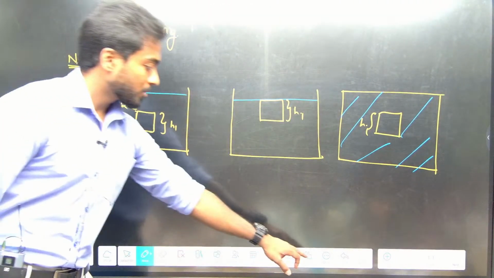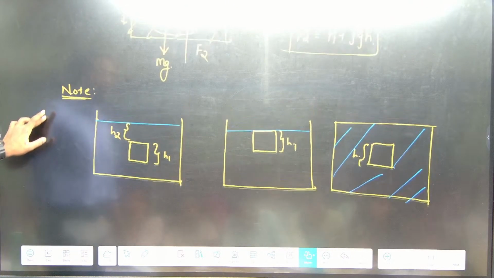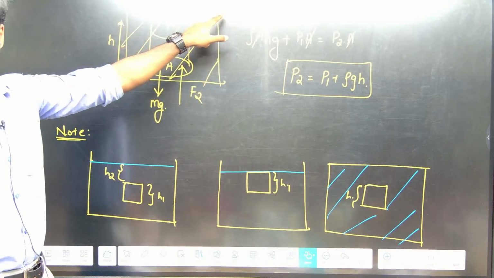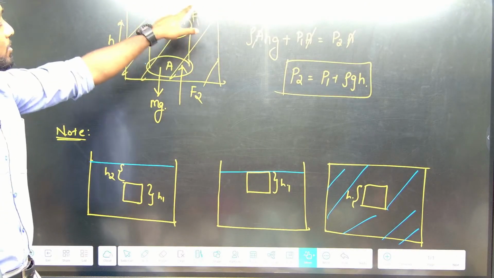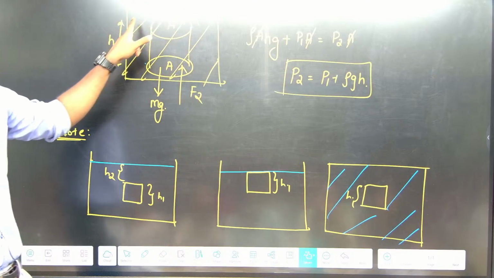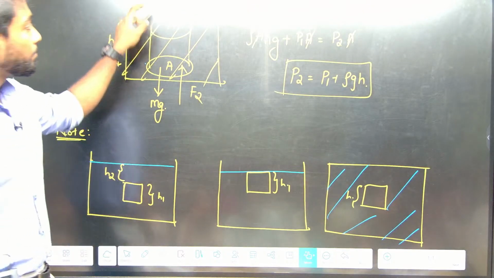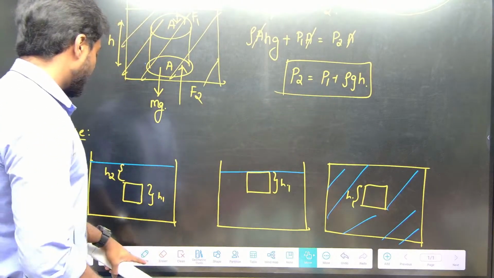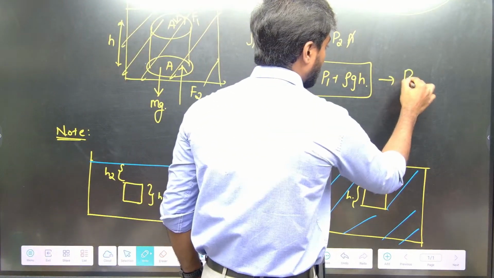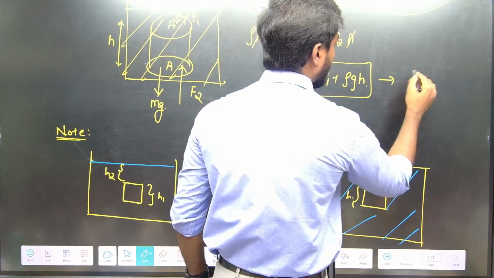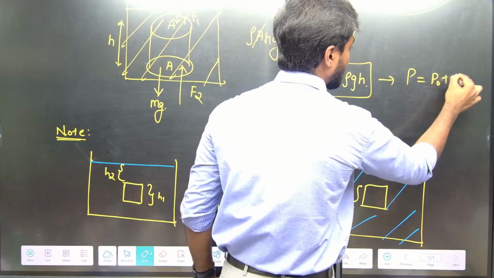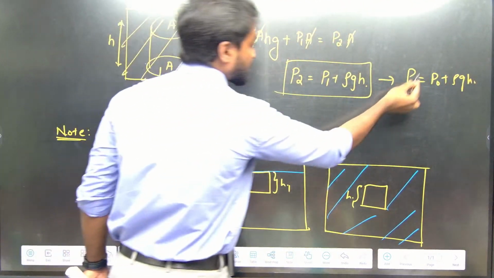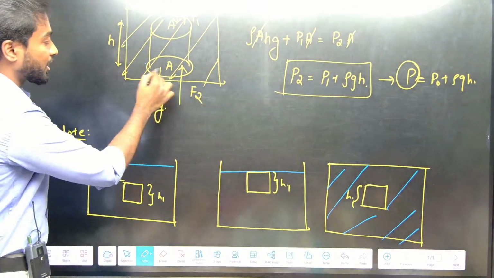Listen, one more point before that. We are talking about the application. In this, it's an open surface. So is this exposed to the atmosphere? Can I say the top pressure is nothing but atmospheric pressure? Can I write like this? P is equal to P naught plus rho g H. P is nothing but the pressure at the bottom. This pressure I need to find.